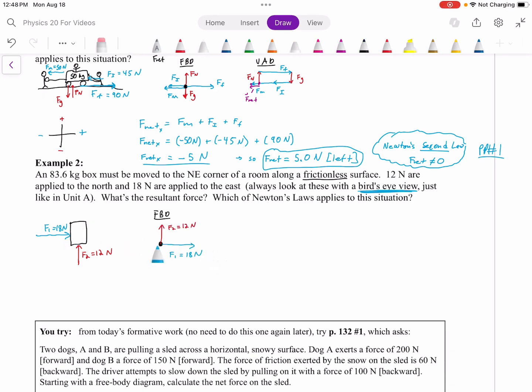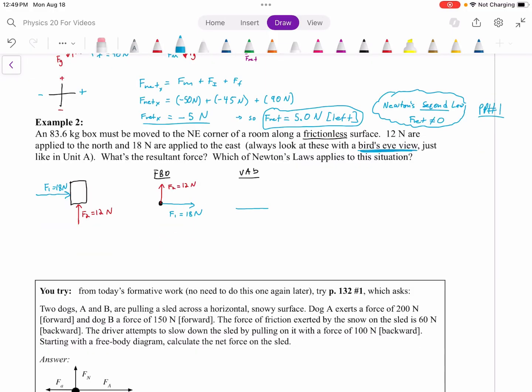Let's draw our free body diagram, simplifying the box down to a dot, drawing this one slightly bigger because 18 is bigger than 12. And for our vector addition diagram, we're going to draw these tip to tail to add them up, right? So here is F1, it's 18 newtons perfectly east, and here is F2, it's 12 newtons perfectly north.